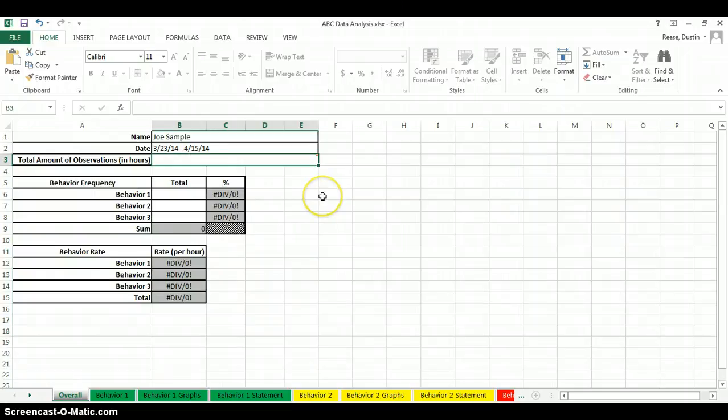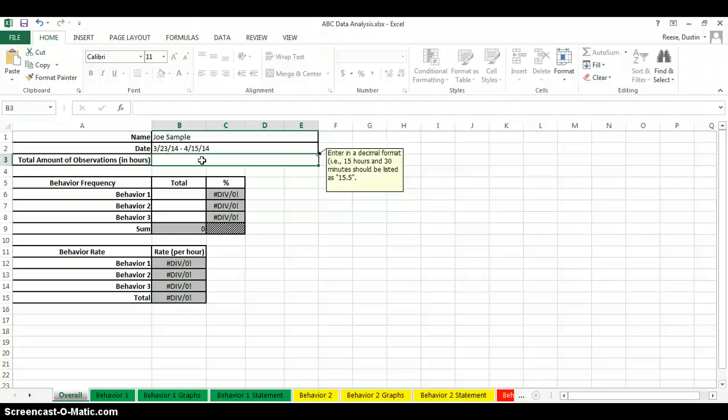So let's start just by going through a sample here of how this could be completed. You enter some basic demographic, just the name and the dates of observation. So for instance, for this student, we observed on March 23rd through April 15th of 2014. And then in this box is the total amount of observations in hours. And there's a note that shows up to say to enter it in a decimal format, because that'll affect the way that it's computing some of the numbers below.